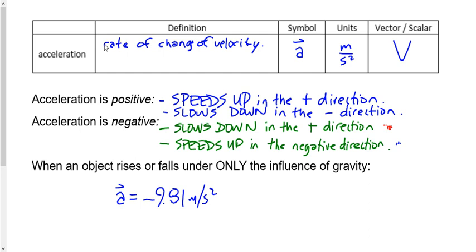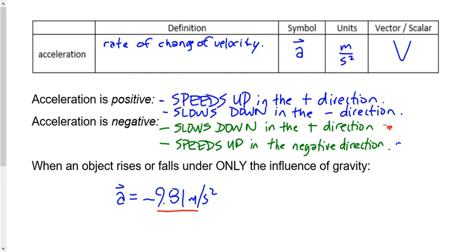When we're dealing with gravity, when we drop an object or we throw an object into the air and it's under the influence of just gravity and no other forces, then we say the acceleration is always negative. In fact, the acceleration is always negative 9.81 meters per second squared.